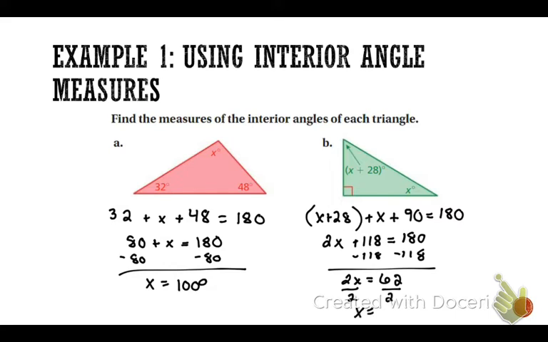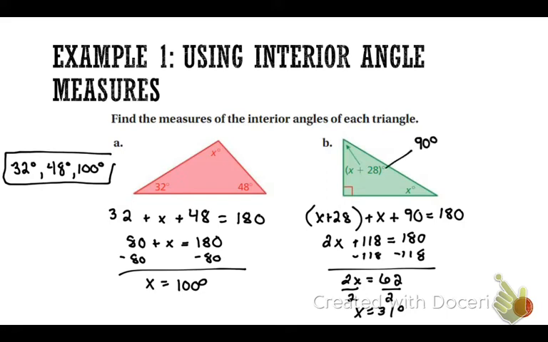Now this one is going to require an extra step at the end. On the first one, x equals 100, so I know that my angle measures are 32, 48, and 100. That was my answer for A. On your quiz and test, it's going to ask you to list the angle measurements. This one's a little trickier. I know one of my angle measures is 90, because that's what that box means. If x is 31 and I plug it in here, it's just going to be 31.